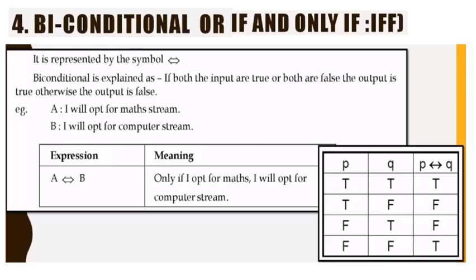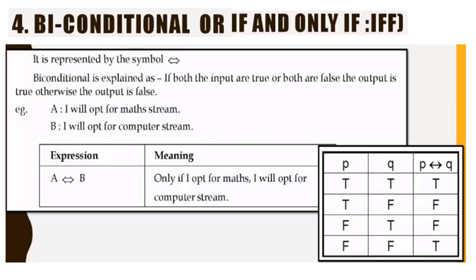Biconditional operator, or if and only if operator. It is represented by a symbol, the double-sided arrow. Biconditional is explained as: if both the inputs are true or both the inputs are false, the output is true. Otherwise, the output is false.